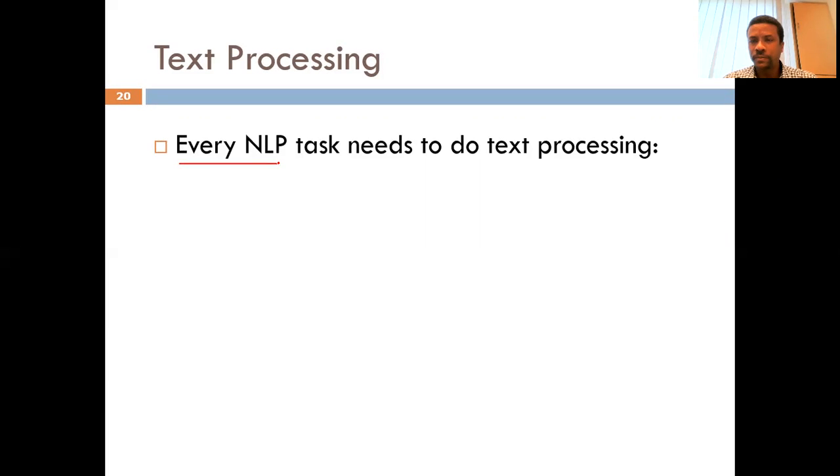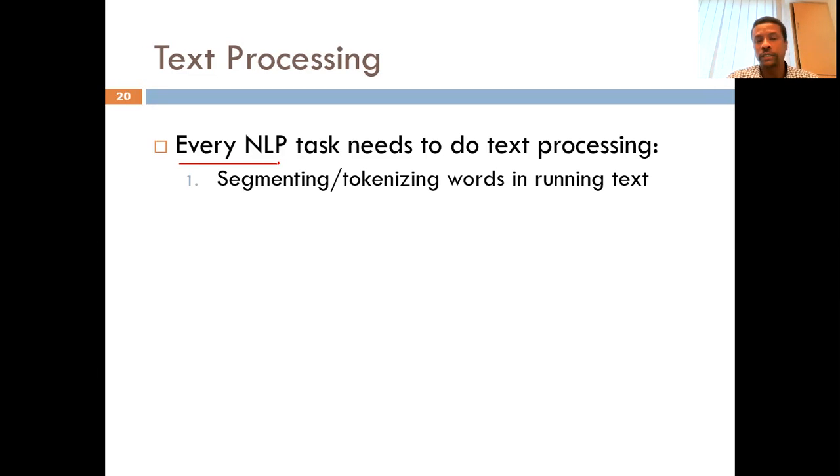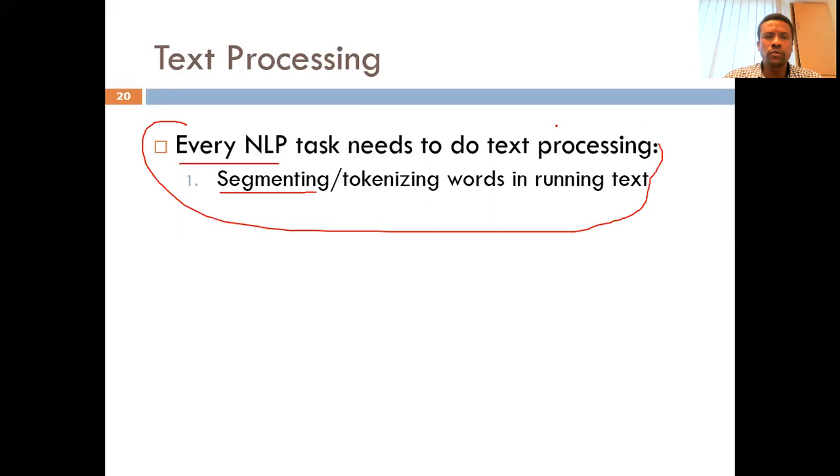Whether it is tagging, stemming, translation, syntax, semantics or grammar, each of them requires some level of text processing. So for example, you are required to segment or tokenize words in a running text. Like for example, if I give you this one, how many words do you have in here?